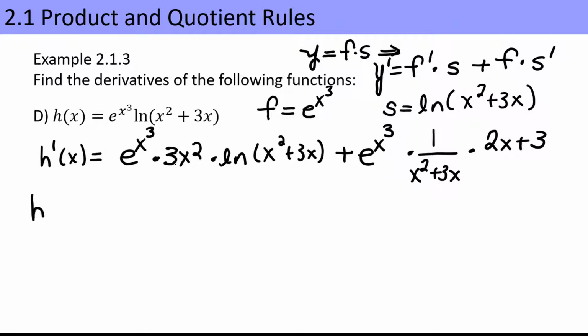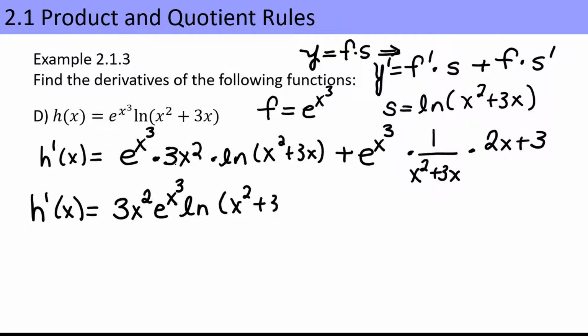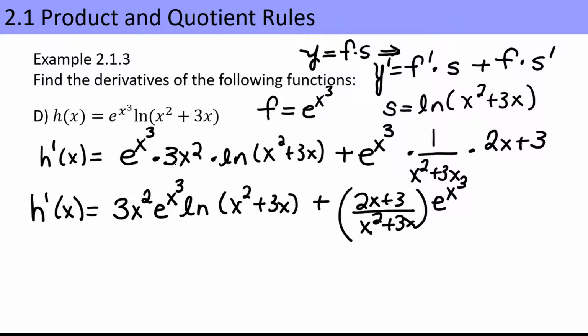Let's go ahead and write that h prime of x is equal to, for the first term, we will have 3x squared e to the x cubed times the natural log of x squared plus 3x. And for the second term, looks like we're going to have the quotient 2x plus 3 divided by x squared plus 3x times e to the power of x cubed. You could factor out e to the x cubed, but it wouldn't make this any simpler.